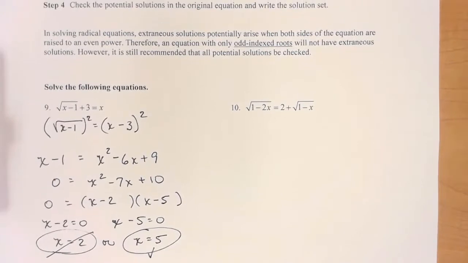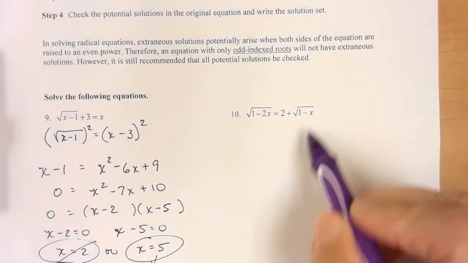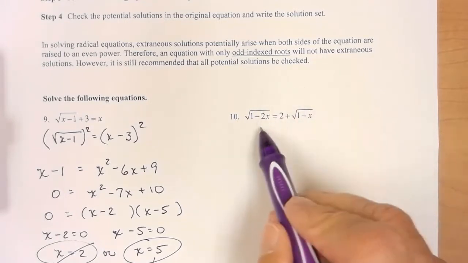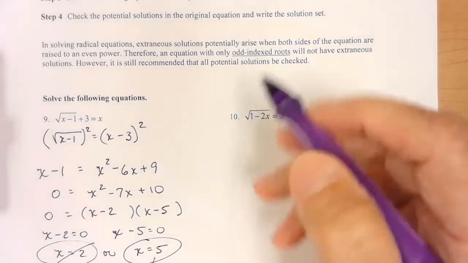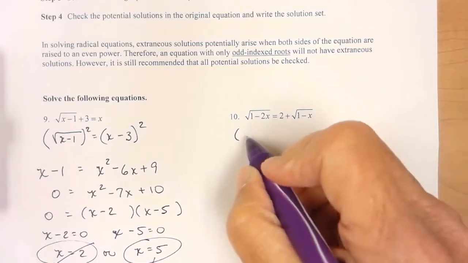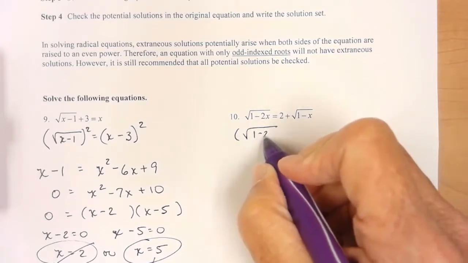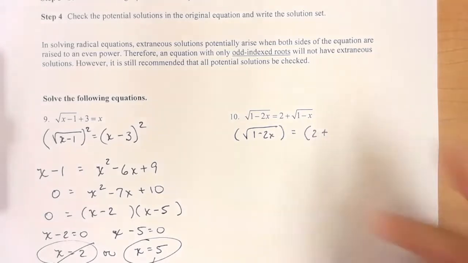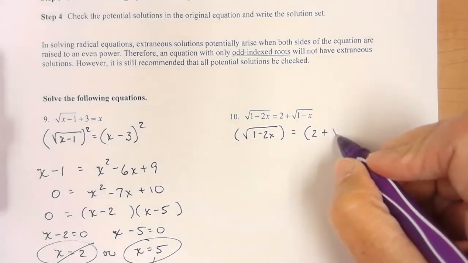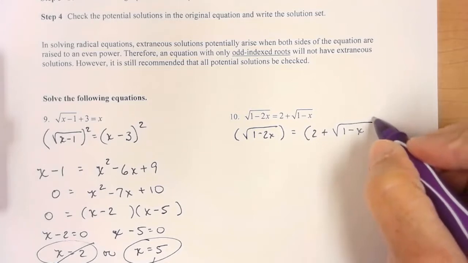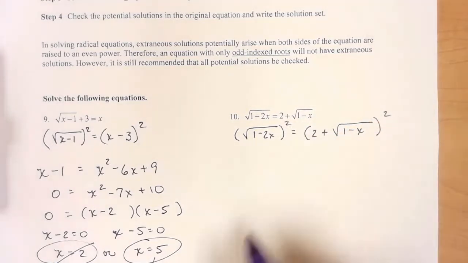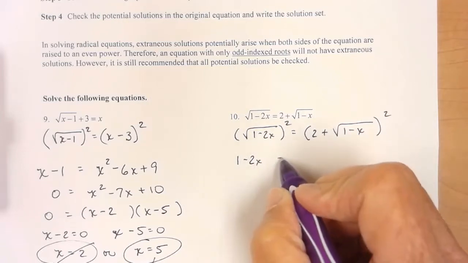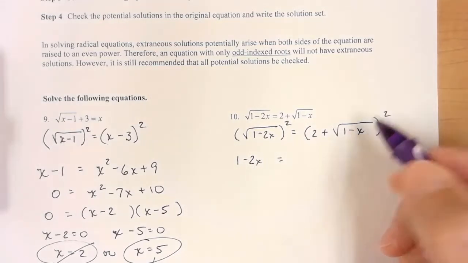Number 10. I have 2 radicals, and it said if I had more than one, then isolate one. So this one's already isolated. So we're going to go ahead and square both sides, since that's what my index is. This side's nice because all I have is 1 minus 2x. This side, you need to go FOIL.